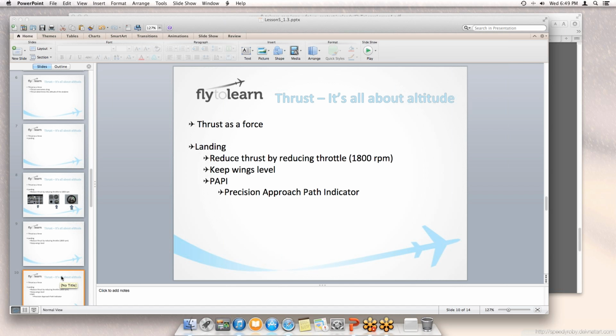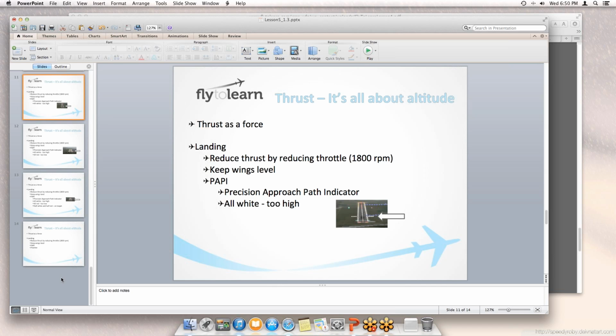Now, these PAPI lights are very useful because they determine your landing precision. The first thing being, if they are all white, like they are in this image, you're flying in too high. You're going to overfly the runway, all right? So if they're all white, we don't want that. You're way too high. You're not low enough, and you're not coming in correct.